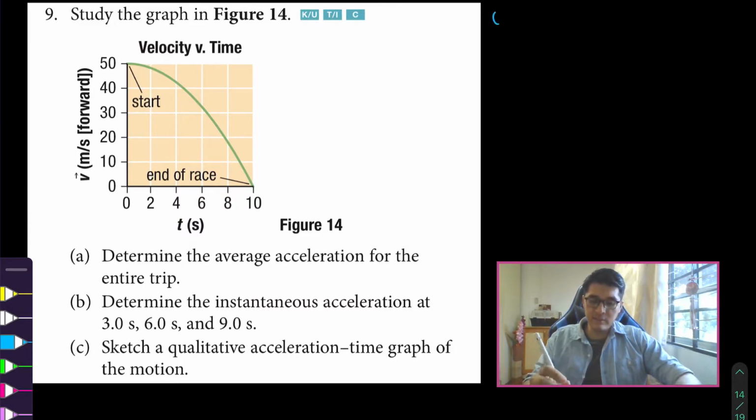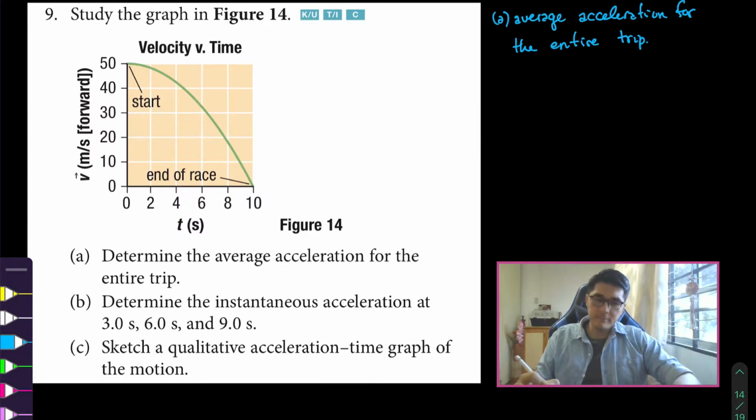In part A, the first thing that it asks us to find is the average acceleration for the entire trip. So the average acceleration is the change in velocity over the change in time. And because acceleration is a vector quantity, that's why I put the arrowhead on top. Now, another way of doing it is to think of the velocity time graph we're given, where the slope of the velocity time graph gives us the acceleration. In particular, whenever you take the slope of the secant line, that gives you the average acceleration.